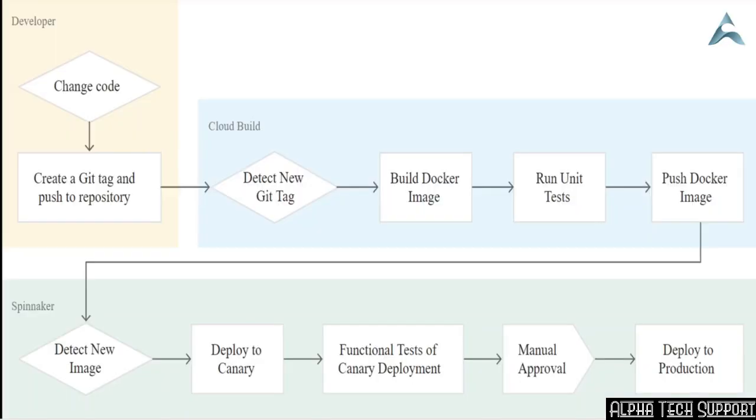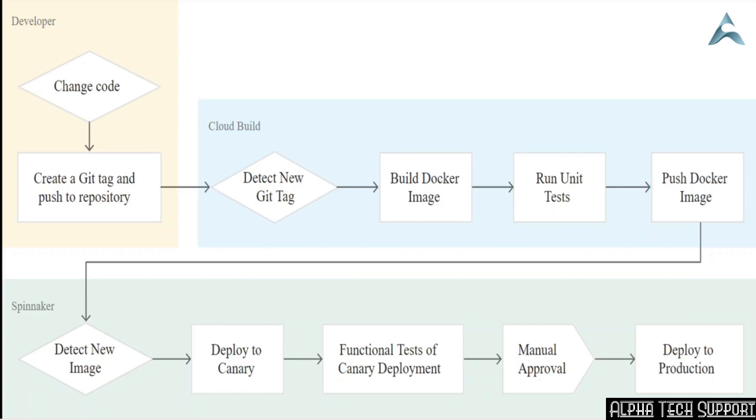So this is how a typical development workflow looks like for any application. In any development workflow, first the developer makes the code changes and pushes them to a Git repository. And you can use Cloud Source Repository to host your Git repository. You can also achieve the same result with other third-party products such as GitHub, Bitbucket, or GitLab.